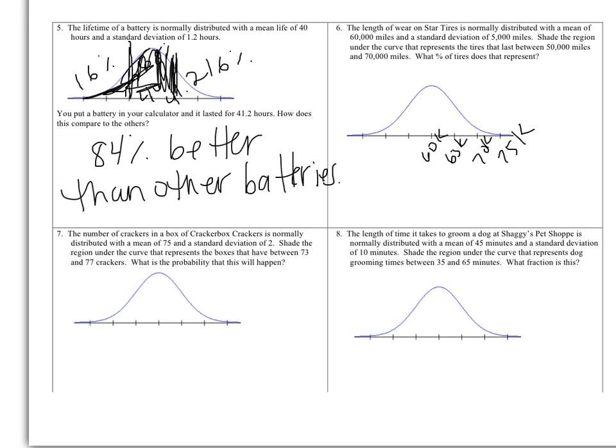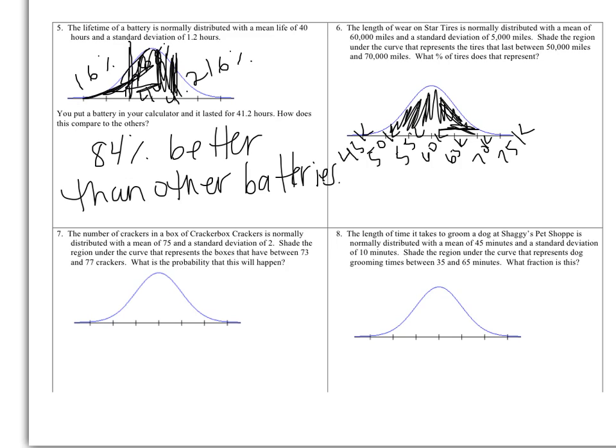And then we're going to go backwards: 55K, 50, and 45K. All right, so then we're going to shade the area from 50,000 to 70,000. So we're going to do this. Shade, shade, shade, shade, shade, shade, all the way to there.